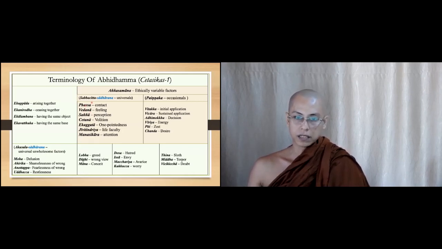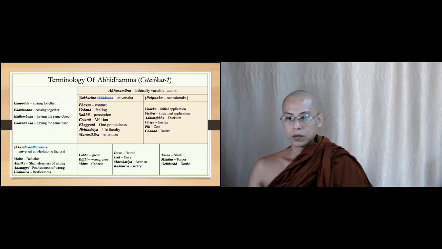Then under the Sabbacitta Sadharana, universal, there are 7 mental factors: Phassa, Vedana, Sanna, Cetana, Ekaggata, Jivitindriya, Manasikara. We will talk many times about these types of mental phenomena. Phassa, what is phassa? We will explain more. Vedana is feeling, so painful feeling or pleasurable feeling. Vedana will be classified into different types. Sanna, perception. Volition, Cetana, we call kamma, Cetana. Ekaggata is sometimes translated as concentration, one-pointedness. Then Jivitindriya, life faculty, and Manasikara, attention.